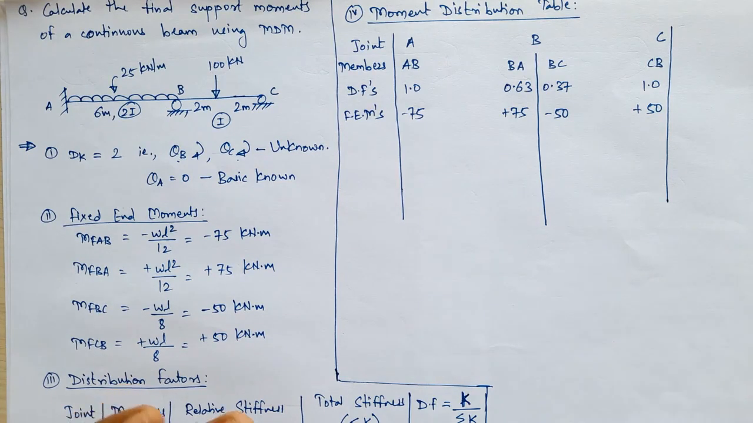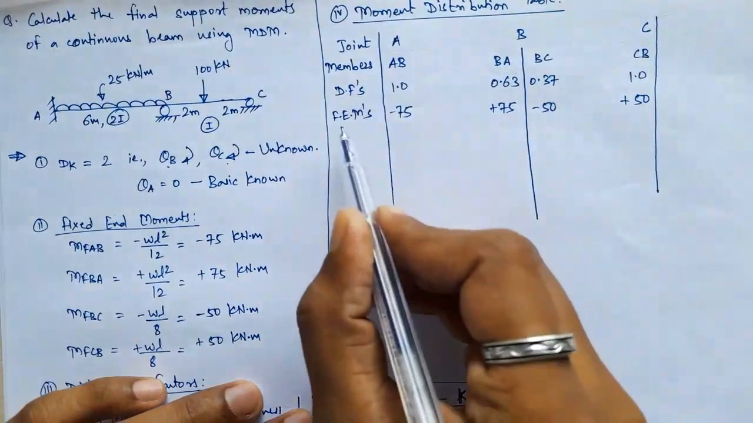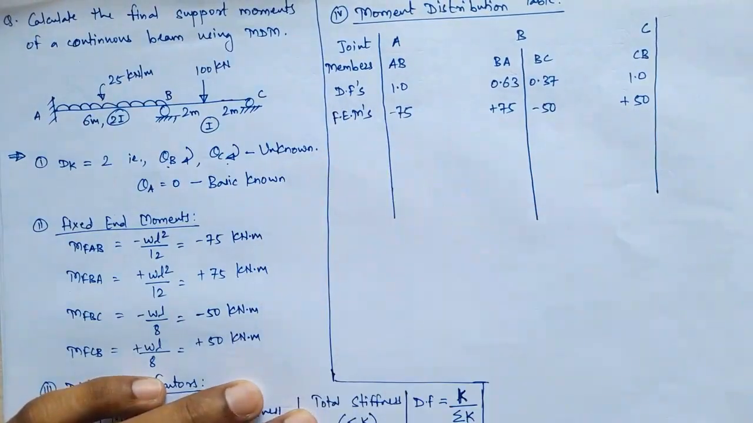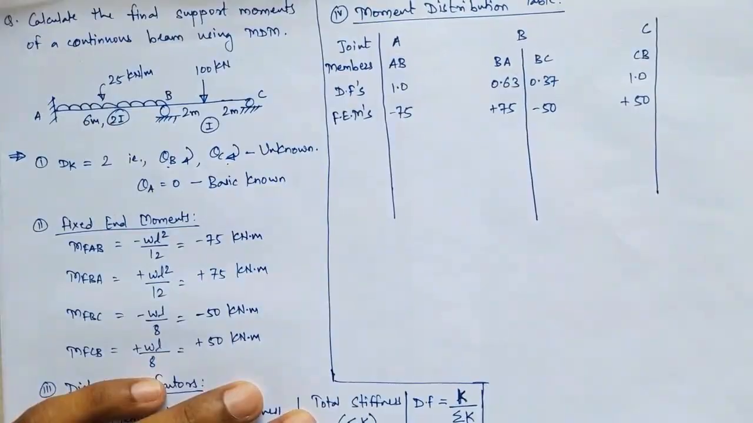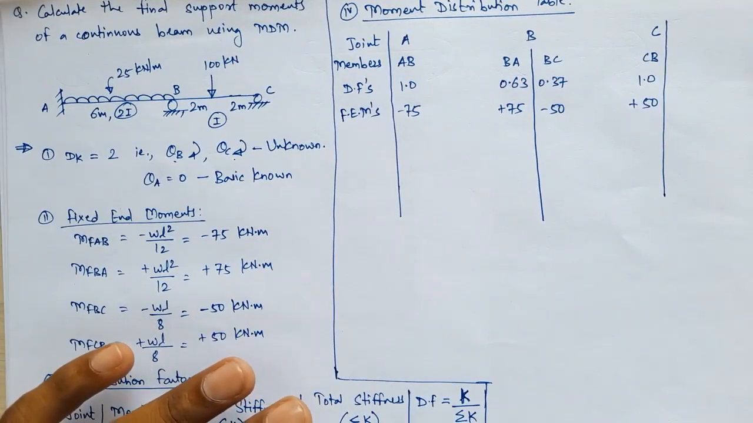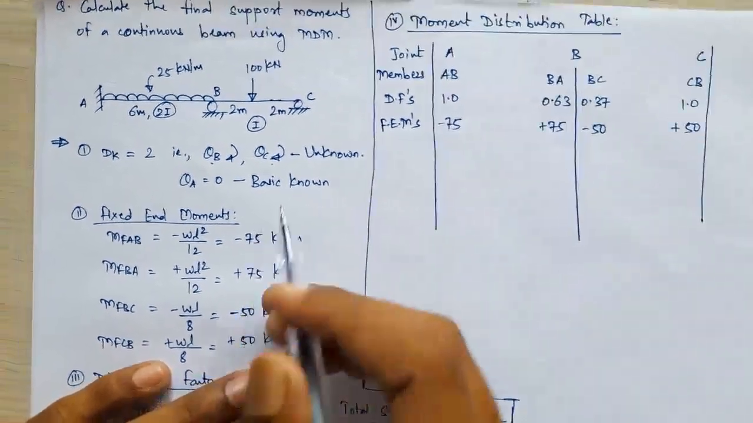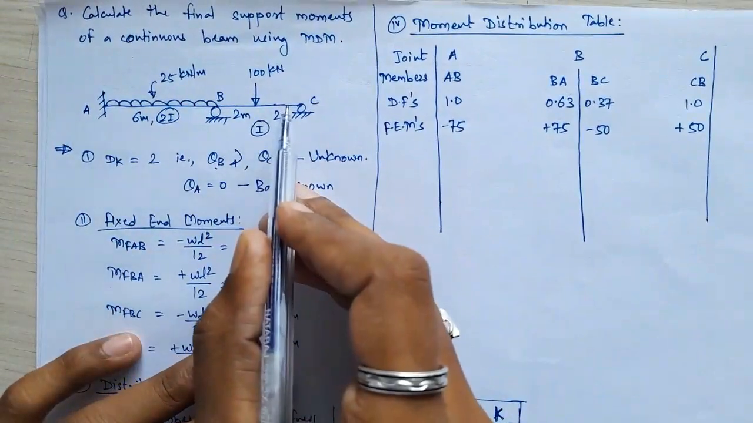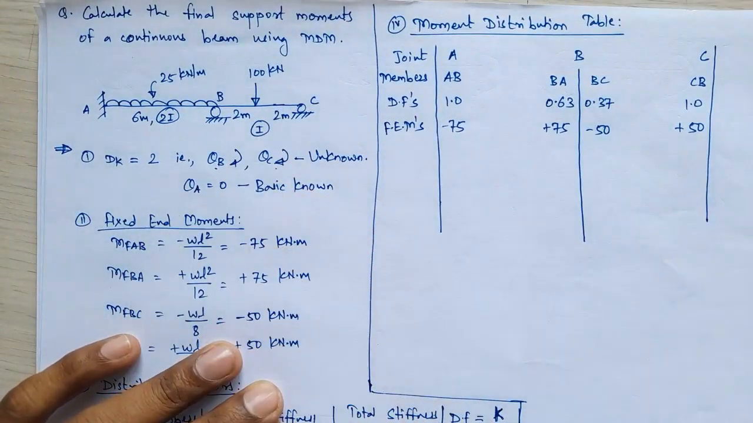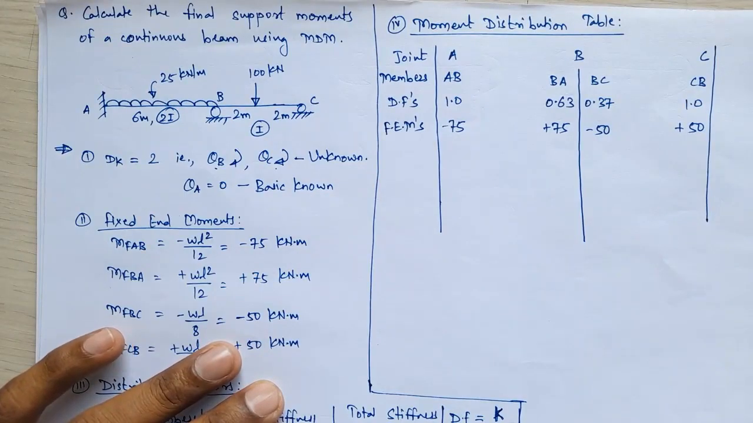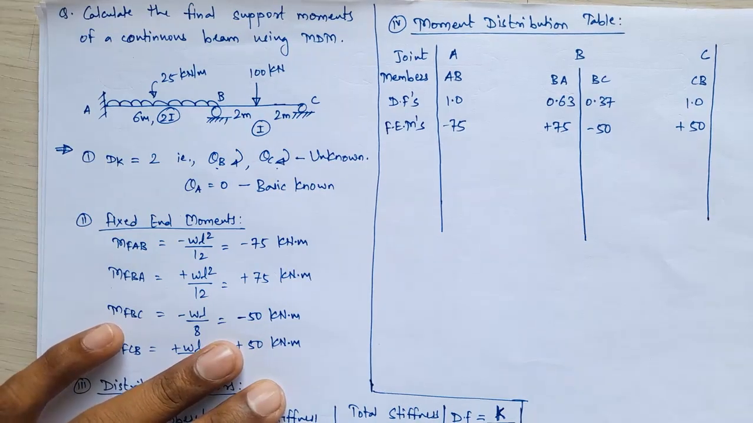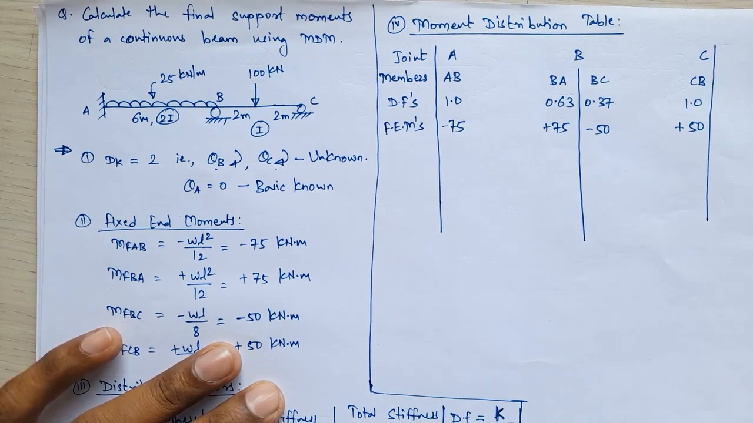Now after writing these fixed end moments, the first thing you have to do is balance the moment. Now balancing the moments means what? In this given beam, you have to check which support is capable and which support is incapable, like as we check in the slope deflection method, that is your conditions of equilibrium. Conditions of equilibrium means that at a particular joint the moment will remain 0.